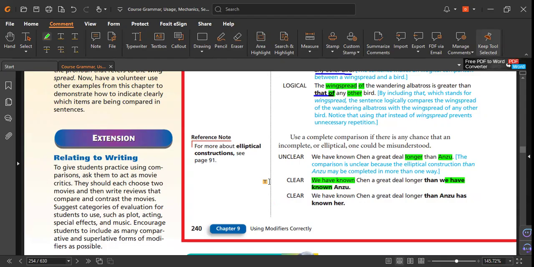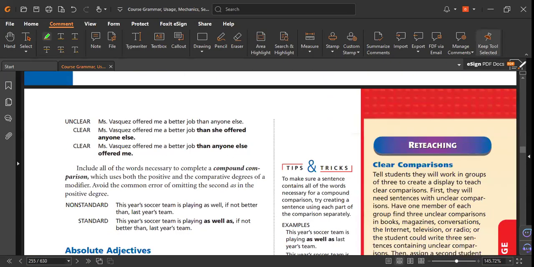Is it clear? Up here: "We have known Chen a great deal longer than Anzo has known her." Here we compare between we and Anzo. So we know Chen, and Anzo knows Chen, not we know Anzo. And this is something else. Okay, so this is what it means. In the exam, we are looking for one of them, not both. And of course, this expression, such as "anyone else", depends. More examples.